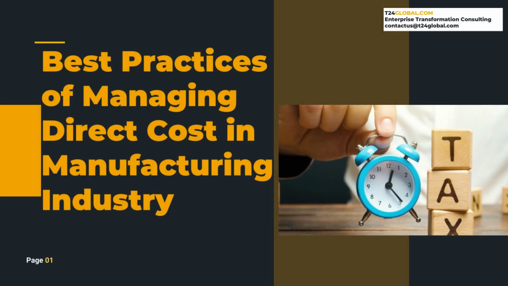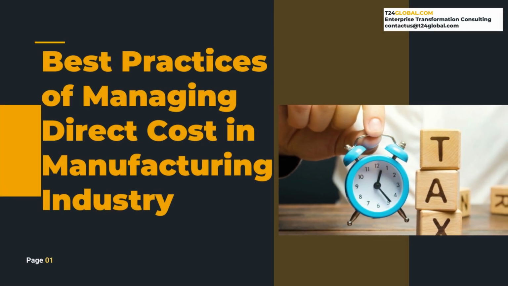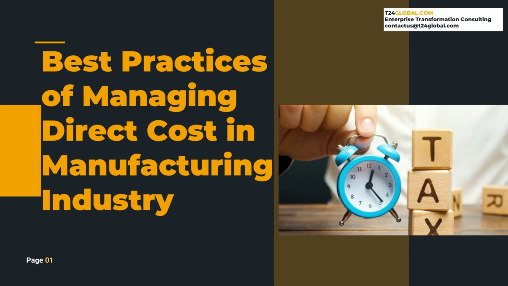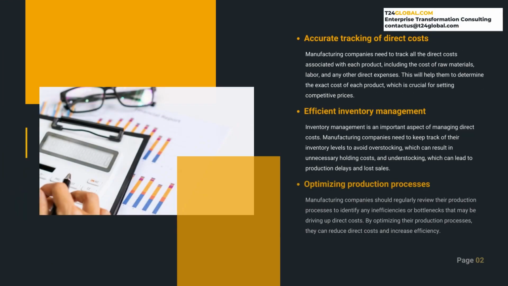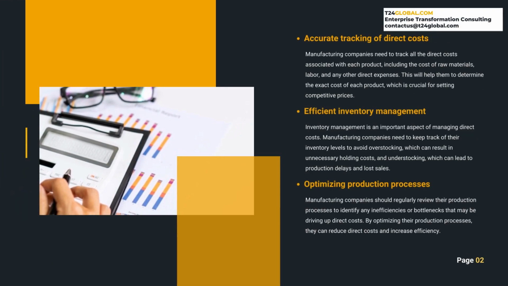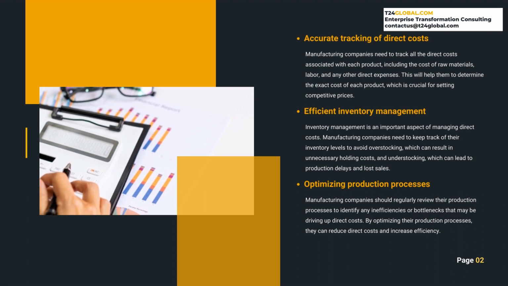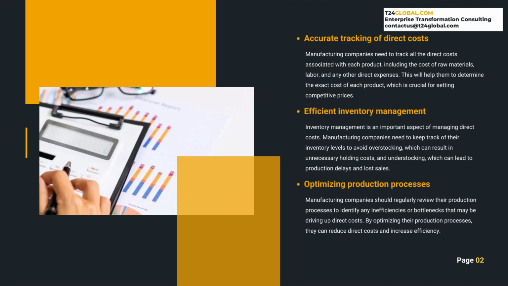Let's discuss best practices of managing direct cost in manufacturing industry. 1. Accurate tracking of direct costs. Manufacturing companies should track all direct costs associated with each product, including raw materials, labor, and any other direct expenses. Accurate tracking of direct costs is crucial for determining the exact cost of each product and setting competitive prices.